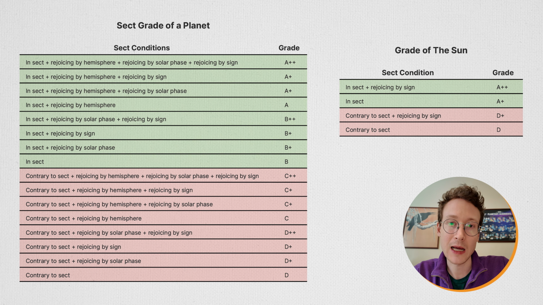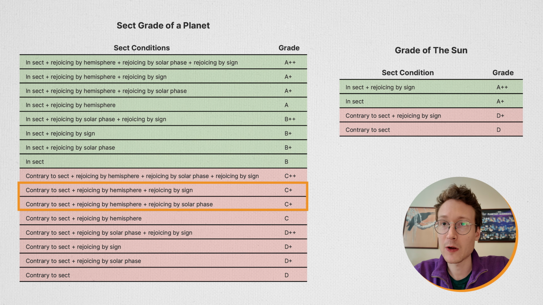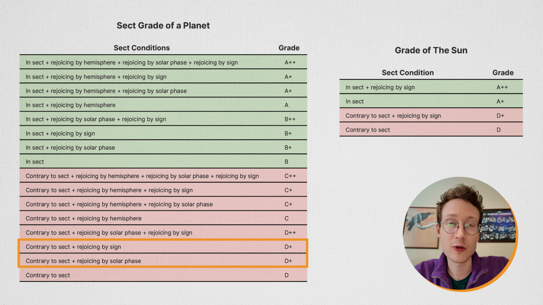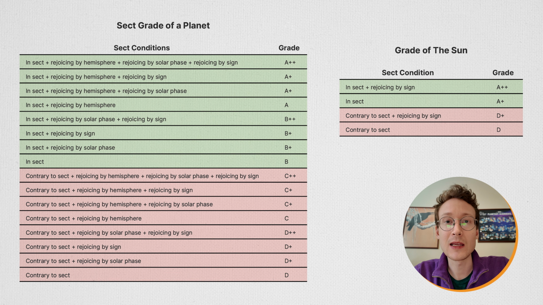Now we get to contrary to sect. If it's contrary to sect but rejoicing by all the conditions, you give it a C++. If it's contrary to sect and rejoicing by hemisphere and sign, or rejoicing by hemisphere and solar phase, then you can give it a C+. If it's contrary to sect and rejoicing by hemisphere, you can give it a C. If it's contrary to sect and rejoicing by solar phase and sign, a D++. Contrary to sect and rejoicing by sign, or rejoicing by solar phase, just one rejoicing condition at this point, it's a D+. And if it's just contrary to sect, then it's a D. Now let's look at the example charts and see how this grading system works in practice.